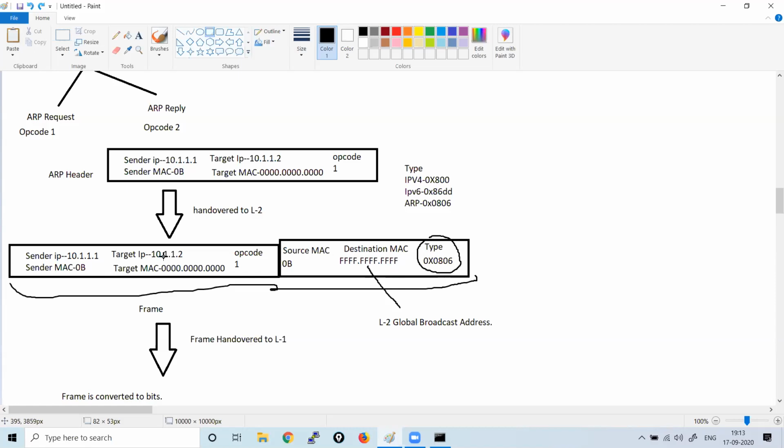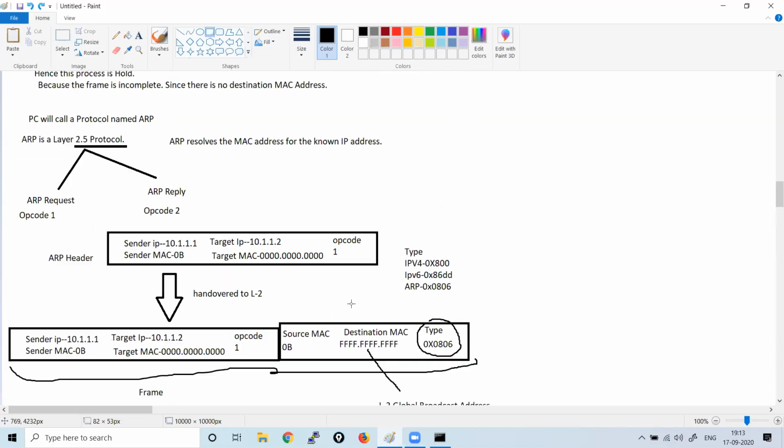ARP. Once the ARP receives it, ARP will open the target MAC. Once the target MAC is opened, it'll check the target IP. Oh my God, this target IP is not for me. I am not the one who is authorized to open it. So I am discarding or dropping this one. Am I clear? This happens within a fraction of seconds.